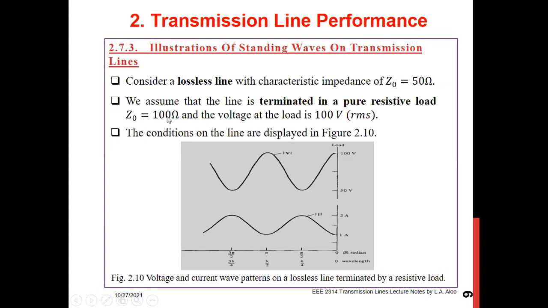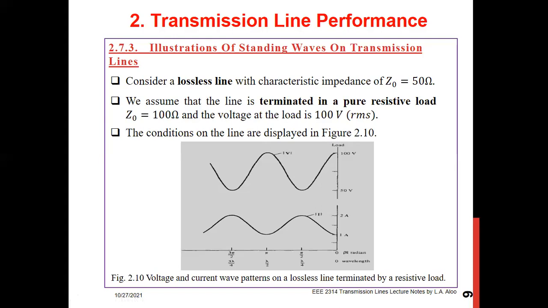So the line is matched. So when the line is matched, it means we expect maximum power to be delivered to the load. Now, let us also take note that VL, which is the voltage drop across the load, has been given as 100 volts root mean squared value. So the conditions that will prevail on this kind of line we've been presented with are presented in figure 2.10.